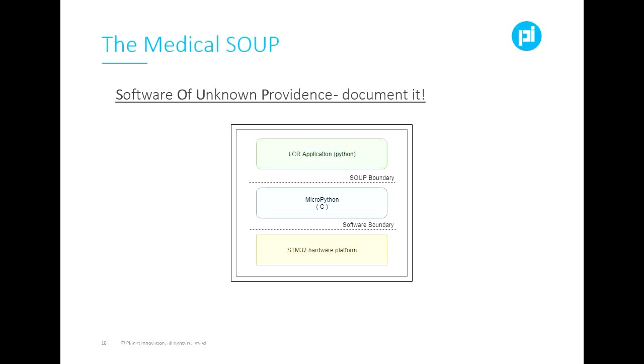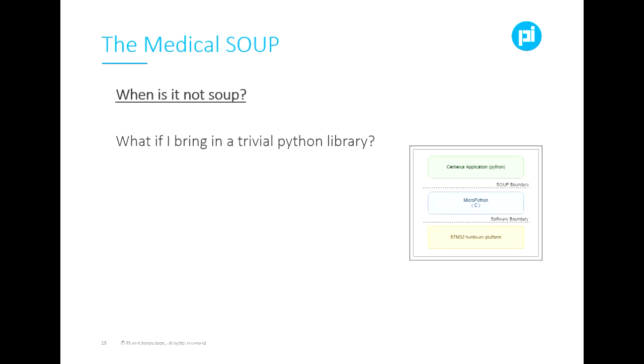So for a reader like this, the obvious starting point here is that MicroPython, we can treat it as SOUP, and we can protect its boundaries and document that to show that everything we're writing and contributing to the product in the Python layer has a nice clear segregation to the MicroPython layer where it's protected and separated.